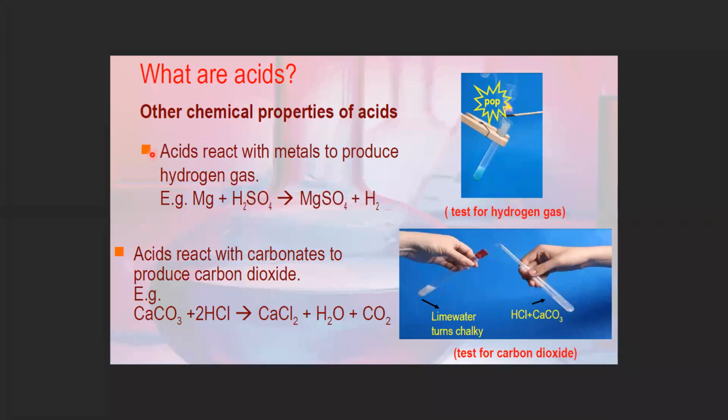So if I have a metal, in this case I have magnesium as the metal. Magnesium plus sulfuric acid gives me MgSO4 plus hydrogen. Now this is hydrogen gas, and it is a test actually. If you want to test whether something is an acid or not, you can just quickly put a metal into it and you will get MgSO4 plus H2.